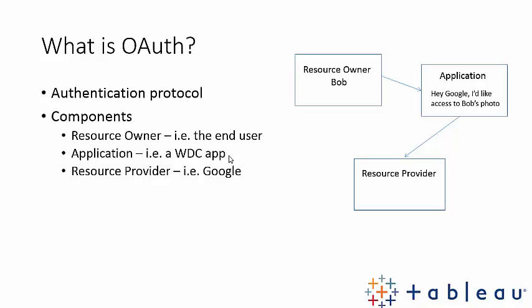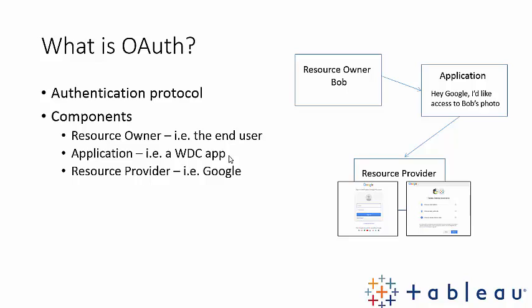Bob will log into the resource provider's site, Google for example, and then explicitly permit the application to have access to his Google resources. Once this happens, Google will send back an access token to the application, the Web Data Connector. With this access token, the application can now make requests to Google on behalf of Bob.